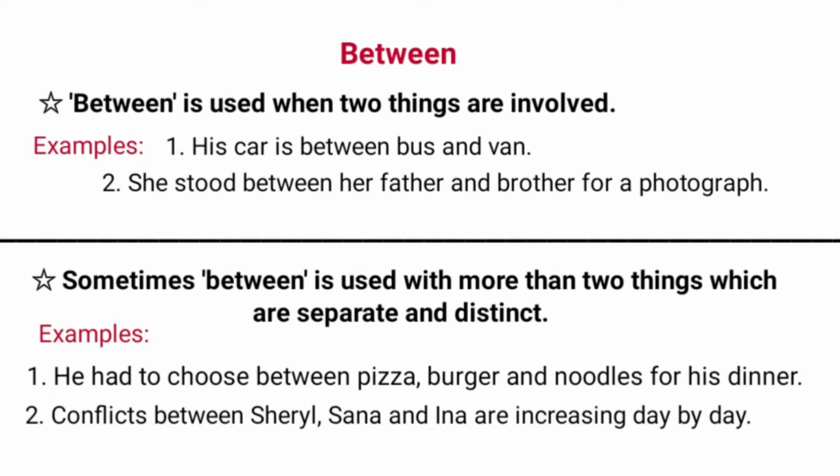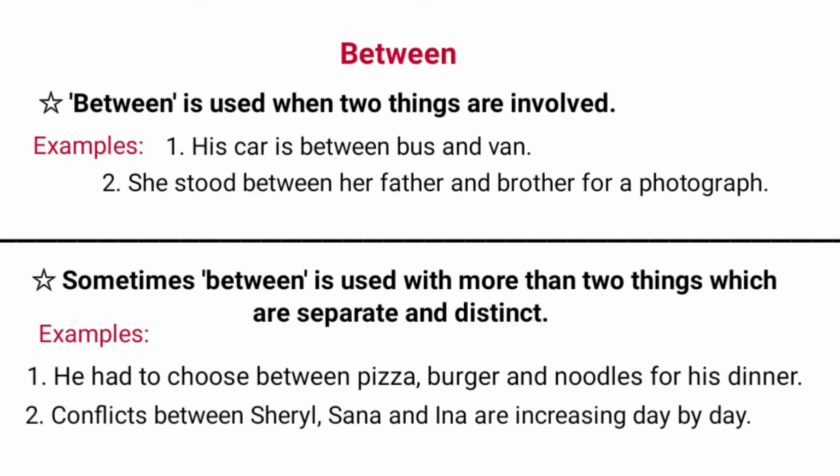Between is used when two things are involved. For example, his car is between bus and van. Here, two things are bus and van. Another example, she stood between her father and brother for a photograph.